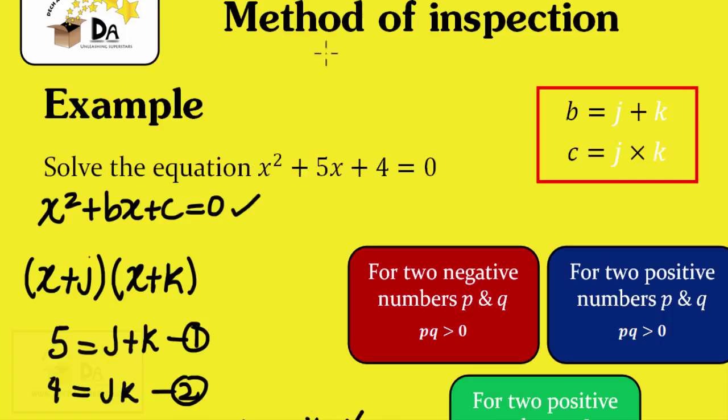So just to summarize the method of inspection, you're given an equation. In order to solve it by the method of inspection, you need to first check that it meets this form. Once it meets this form, you can write this expression: x plus J times x plus K equals 0. And you need to determine J and K. J and K are such that J plus K equals B, which is the coefficient of the x term, or the variable x, and the product of J and K, so J times K, is equal to C, which is the constant term in the quadratic equation.